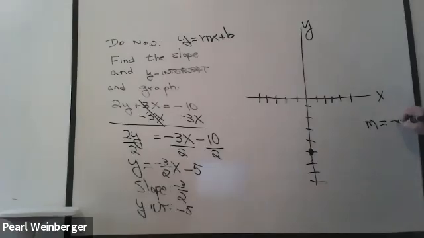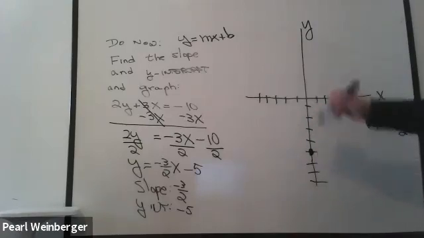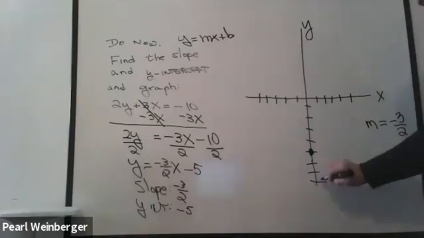Graph -3 going down and 2 to the right. Since my slope, which we call the m, is -3 over 2, which is rise over run, from here we're rising -3. Well, a negative rise means go down 1, 2, 3. And run at the same time, go 2 over. There's 1, 2. Here's your second point.